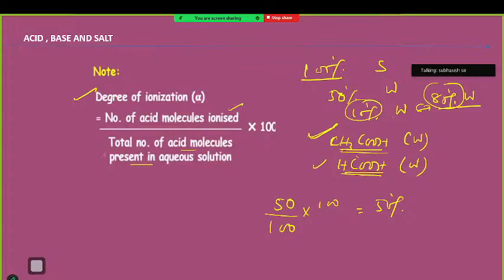So weak acids or weak bases can be compared on the basis of a factor known as degree of ionization, which is the ratio of the number of molecules of acid or alkali, whatever it might be, ionized divided by the total number of molecules present in the aqueous solution, multiplied by 100.